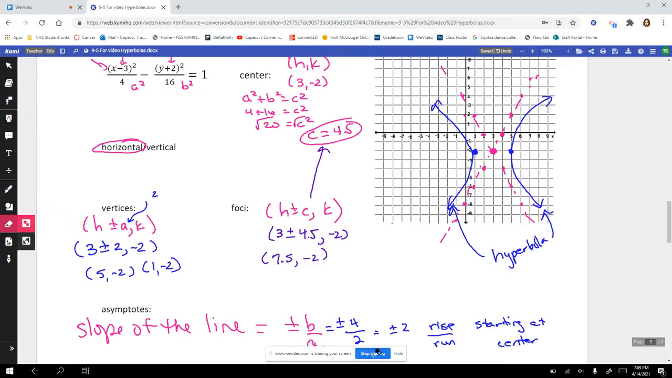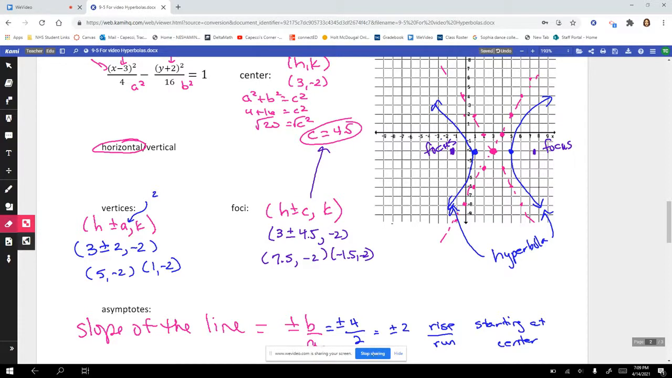And I also have -1.5, -2. So let's plot that. 7.5 and -2, and then -1.5 and -2 as well. So again, you can see this is the focus here, and this is the focus here. Actually, this is going to be focus if there's just one. Sorry, focus. Foci is plural.